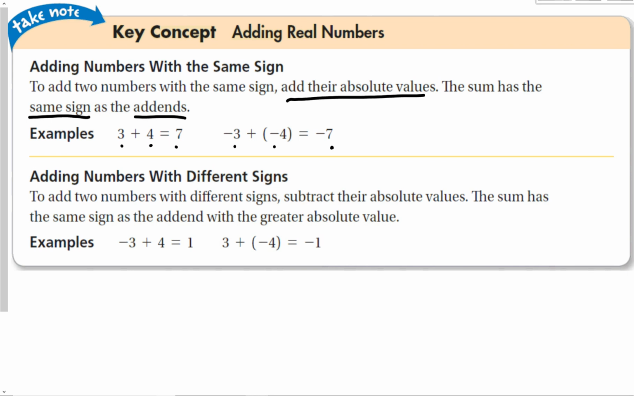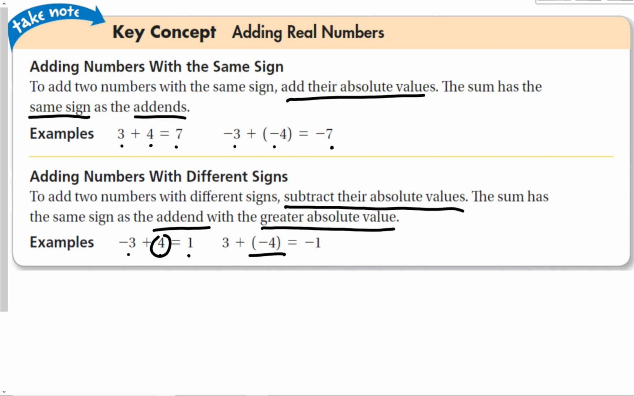When we add numbers with different signs, okay, we're going to subtract their absolute value. And the sum has the same sign as the greater absolute value addend. Okay, so that means we have to look and see which one is bigger, which one has a larger absolute value. So in my first example, -3 plus 4, if I were to subtract those, I would get 1, okay? And that one has a larger absolute value, so that is going to be positive.